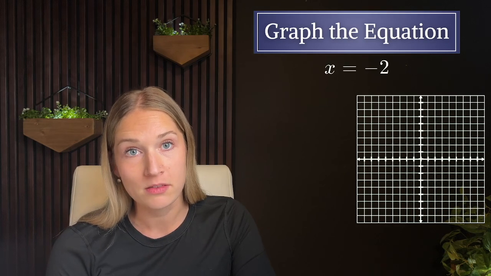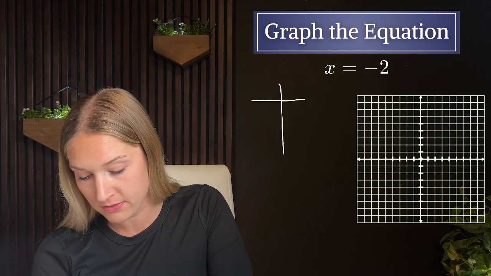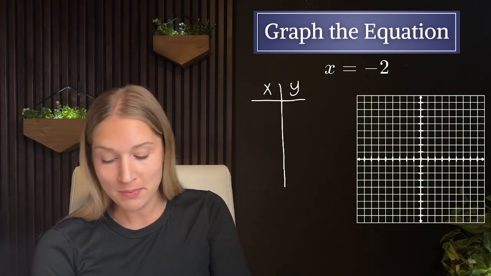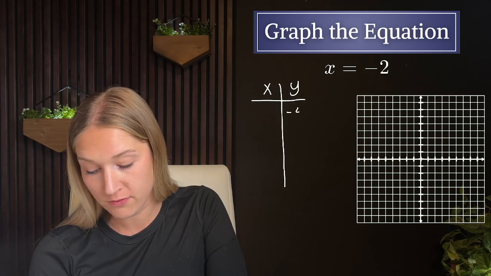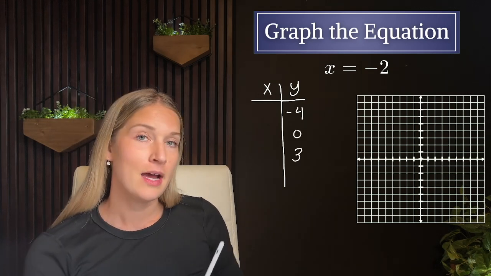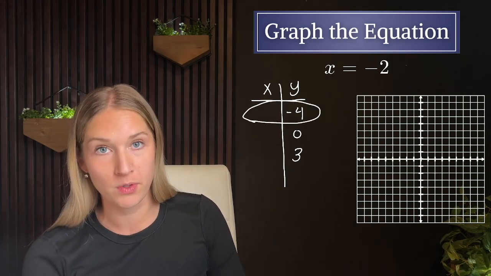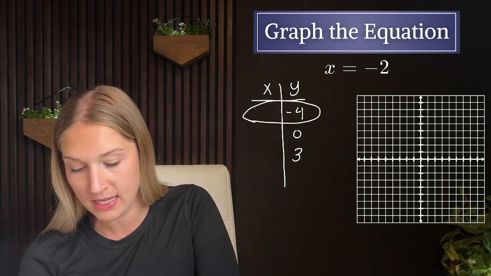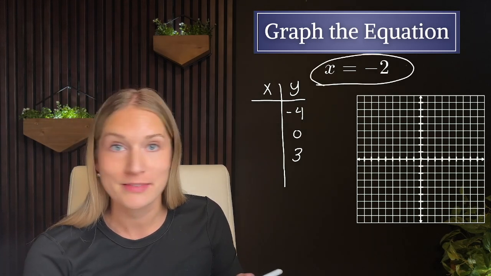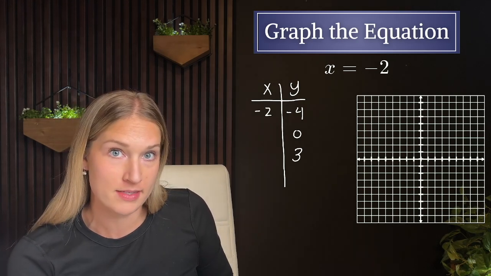Now what about when you have an x? Well, we could do the same thing if I create a table of values. But now let's talk about picking the y values. So maybe I pick y values of -4, 0, and 3. Now, when I ask the question, what is x when y is -4? We go to our equation and we say, hey, x is -2, period. It's not affected by your y at all. So my x is -2, even though y is -4.